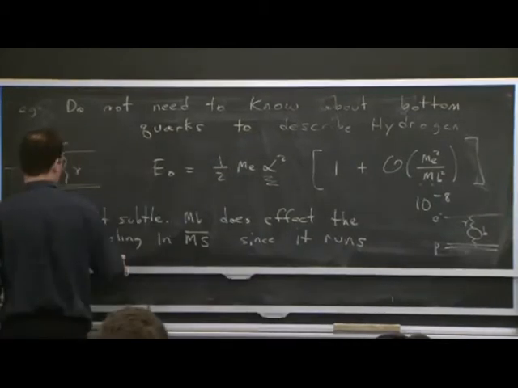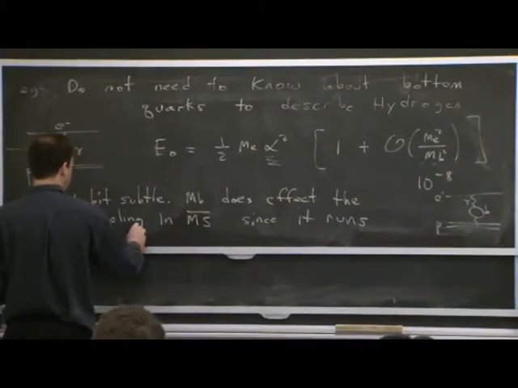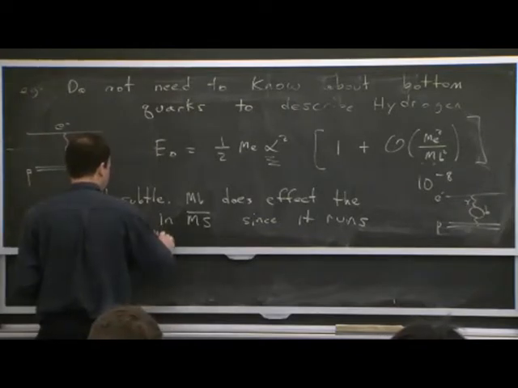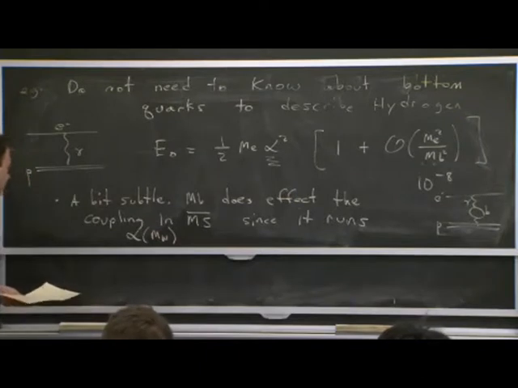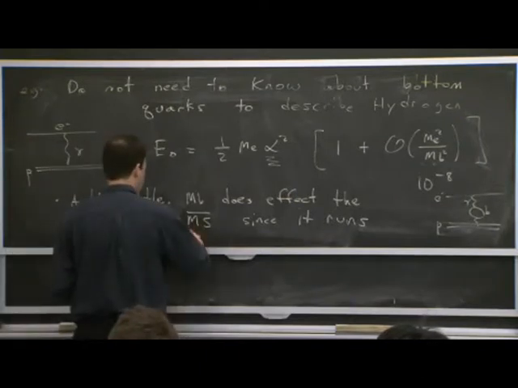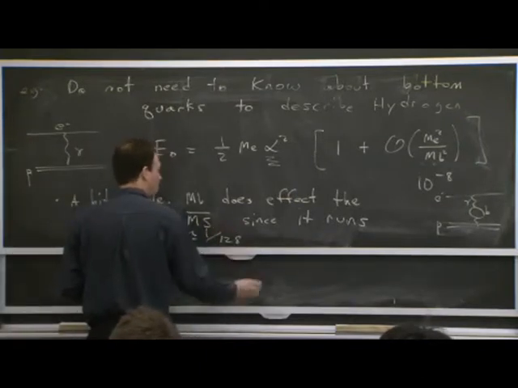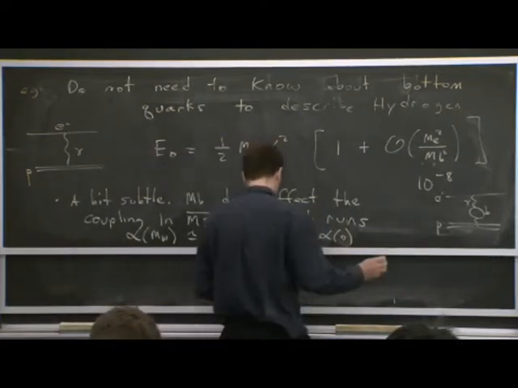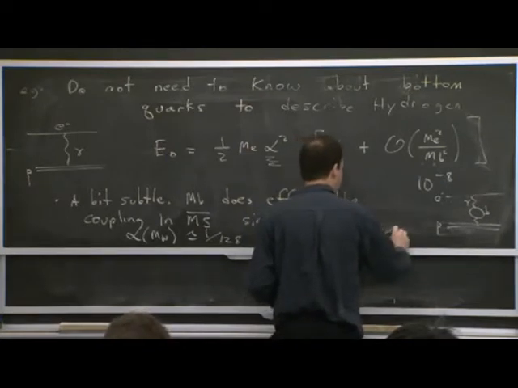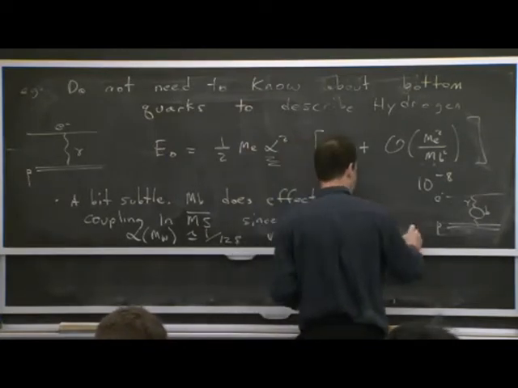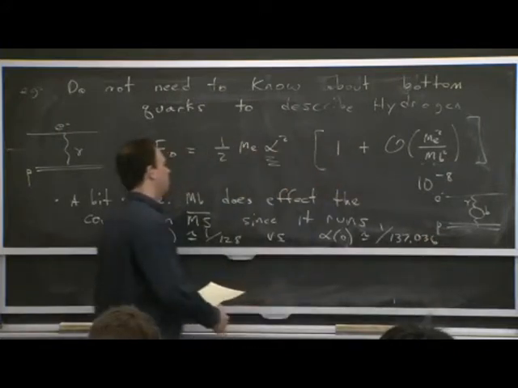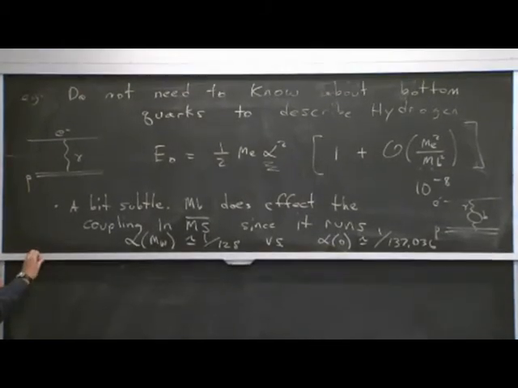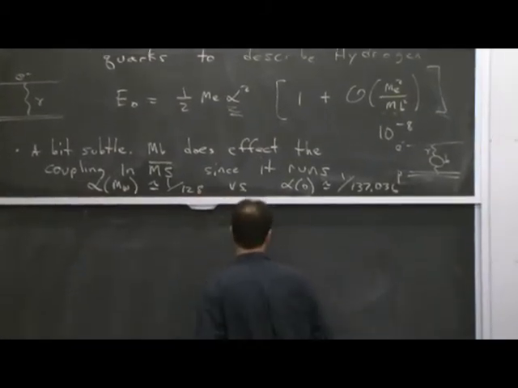And in particular, for the electromagnetic coupling, if you ask what that coupling is, it has a different value because it runs. If you evaluate it at a scale like the W mass, then it's like 1 over 128. Versus if you evaluate it at a very low energy, the electron mass or below, then it's the classic 1 over 137.036. Okay, so there's some change, and the bottom quark is part of what contributes to that change. Of course, other particles are contributing too.